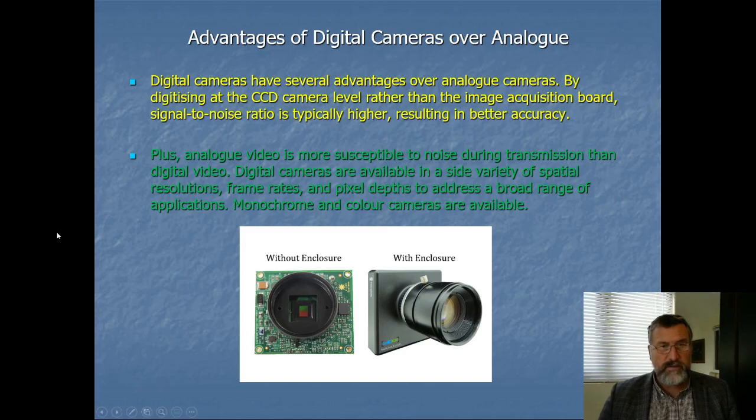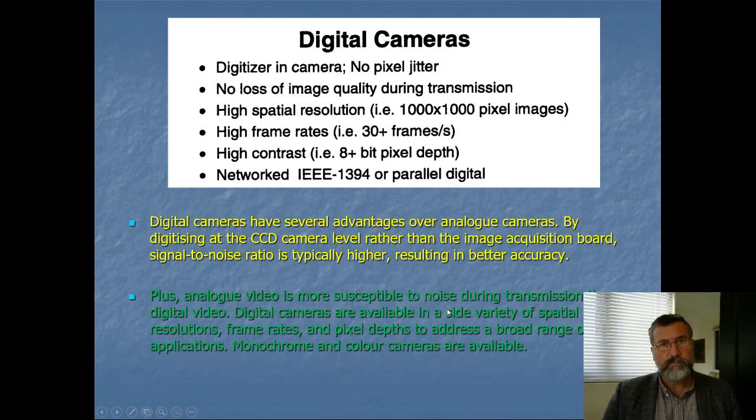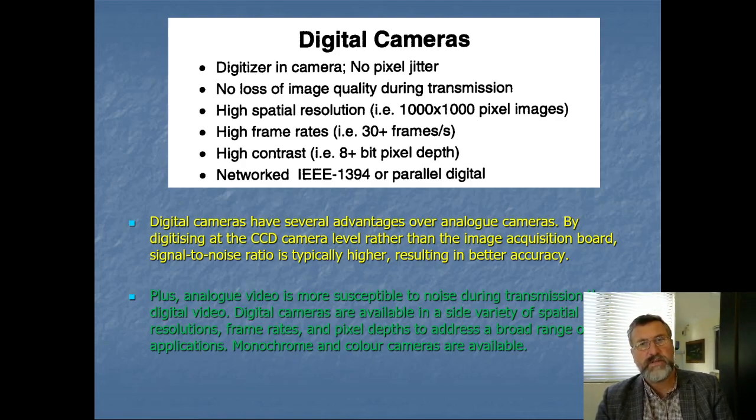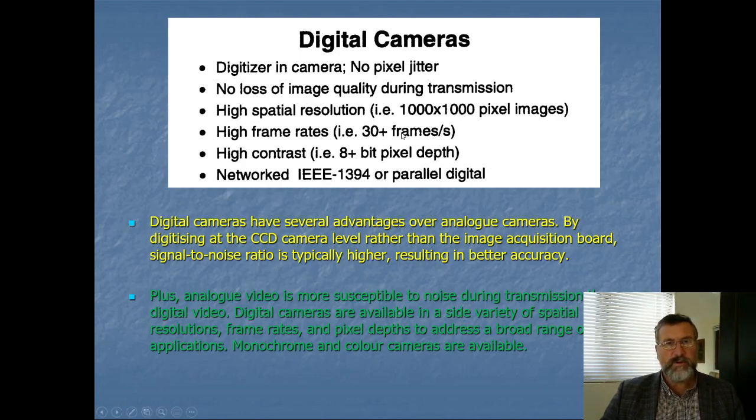So this is showing the sensor on the printed circuit board, and then you put an enclosure on it, you've got your camera. With digital cameras, we don't get any pixel jitter, and we don't lose that high resolution. This is a bit out of date with 1,000 by 1,000. Nowadays, you'd be looking at more than that. You'd be looking at megapixels. And we used to use IEEE or FireWire connections, but again, nowadays I think USB's won out over that. I'll come to USB 3.